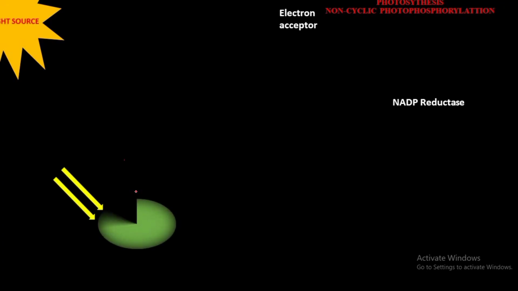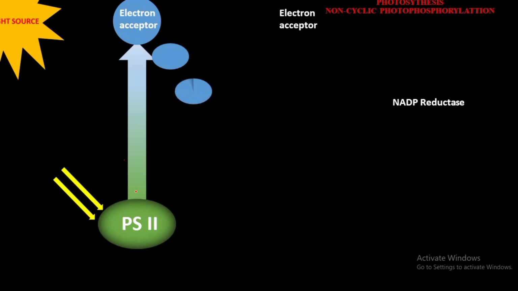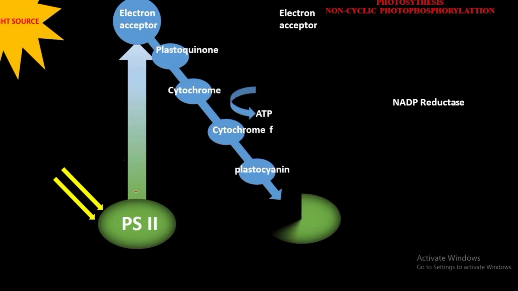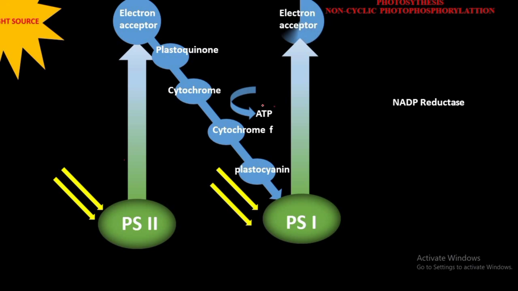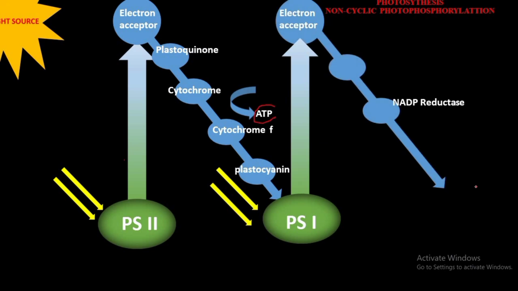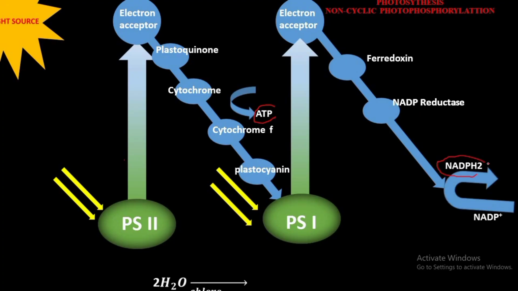In this video, we are going to look at the light-dependent stage of photosynthesis, and in particular, the non-cyclic photophosphorylation. Photophosphorylation occurs in the thylakoid membrane of the chloroplast, and it requires light energy, producing ATP, NADPH, and then oxygen.